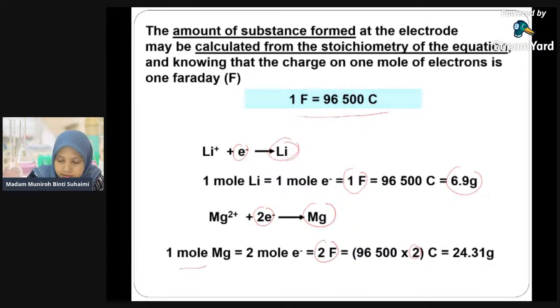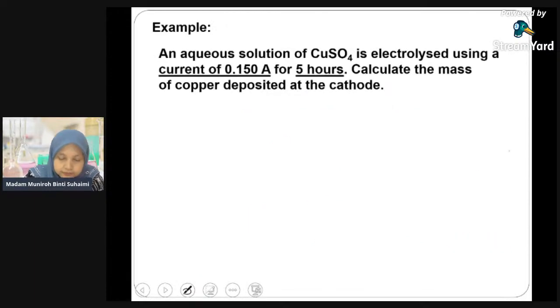So let's see the example question. Example A. Aqueous solution of copper sulfate is electrolyzed using a current. Current used is 0.15 ampere for 5 hours. So calculate the mass of copper deposited at cathode. So kita nak kira berapa mass copper yang deposited dekat cathode.